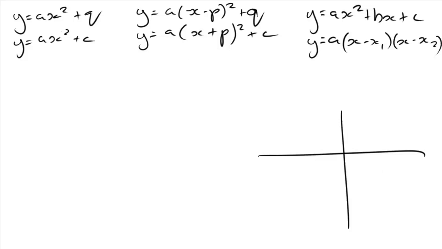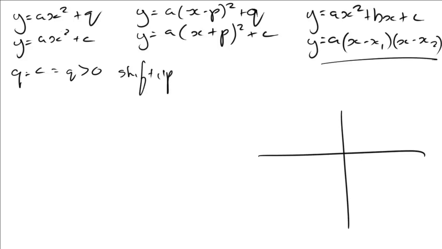In each of the formulas except for this one over here, which we're going to exclude for now, you'll have a value of Q or C. So let me just put here: Q is equal to C. It determines how the graph shifts up and down along the y-axis. This means that if Q or C is greater than 0, the graph will shift up. If Q or C is less than 0, the graph will shift down.